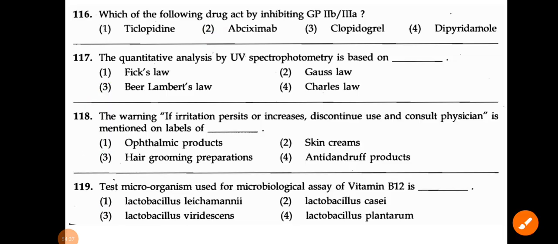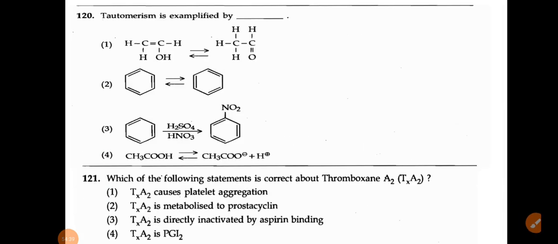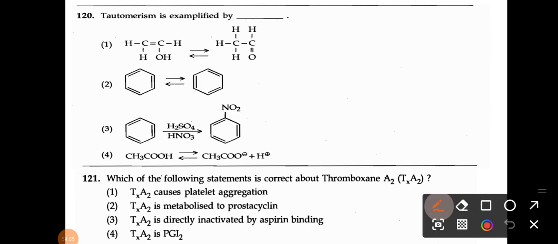Okay, the next one, 120, the tautomerism is exemplified by, right? So what is the tautomerism? That is keto-enol tautomerism, right? So if you are looking at the structures, they have given four different options. What is the correct answer here?